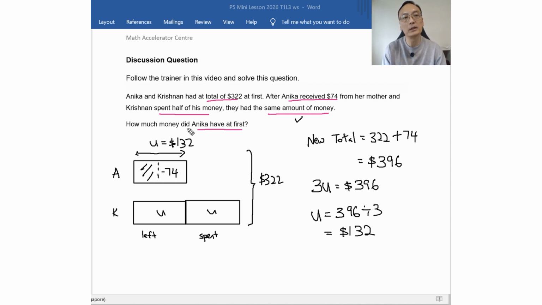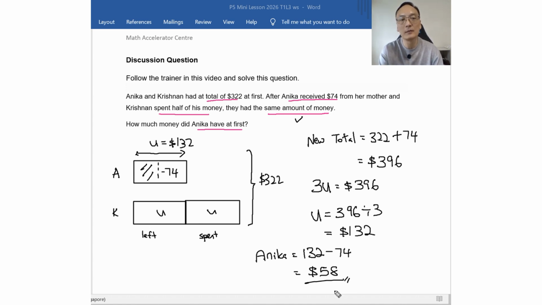We need to find out how much money Anika had at first, which is this shaded portion. So to find Anika at first, we will take the full unit and subtract away 74. So we take 132 minus 74, and we will arrive at $58. And that's how we use the completing the unit approach to solve this question.